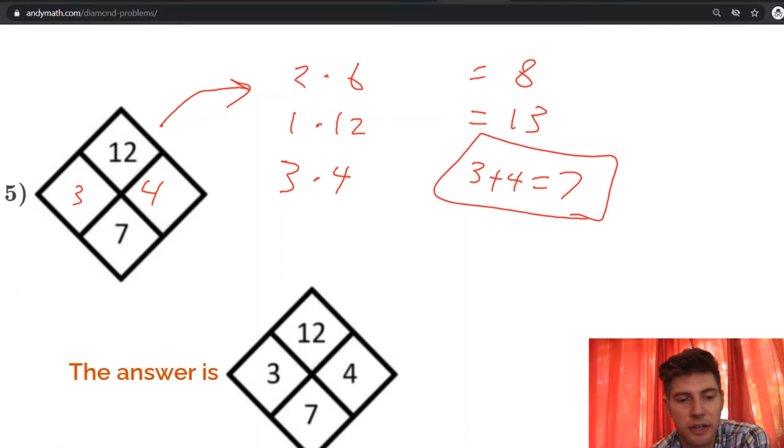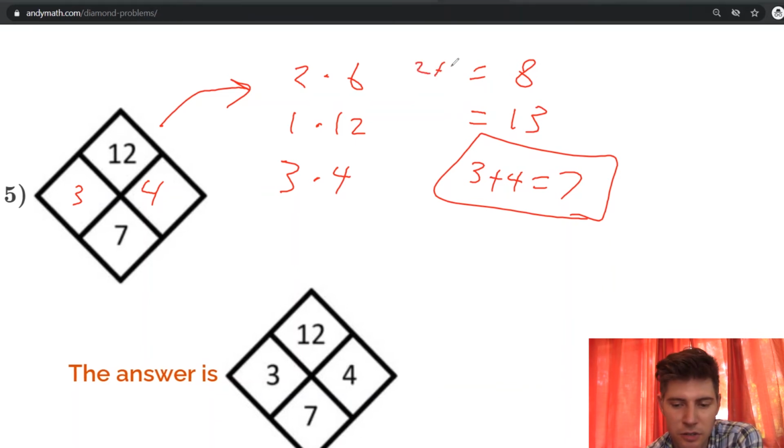That's it. So what I did is I checked everything that multiplied to give me 12. So in real time, I just added. So this would be 2 plus 6 gave me 8, and 1 plus 12 gave me 13. And that's how to do that one.